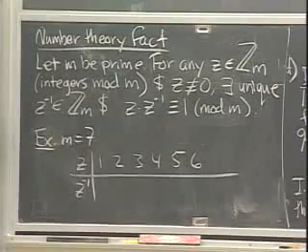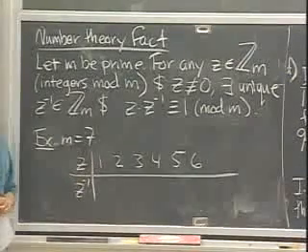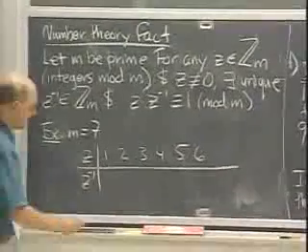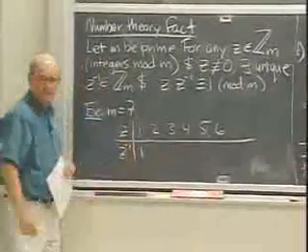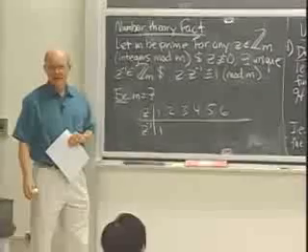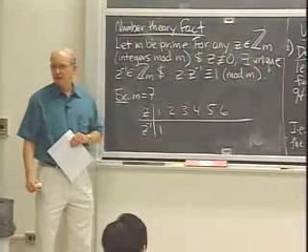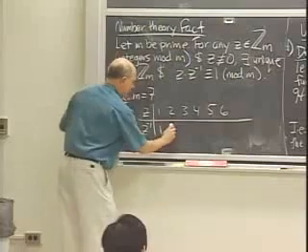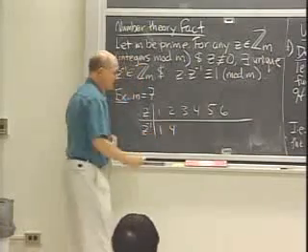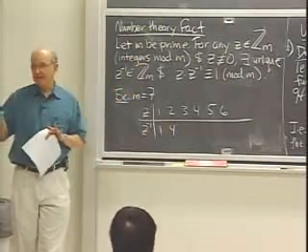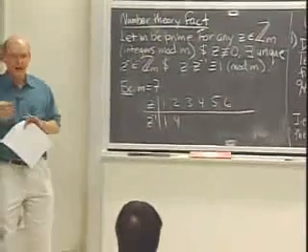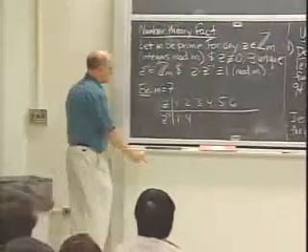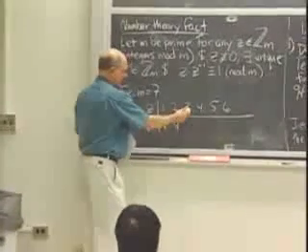Okay, so what's the inverse of 1? What number when multiplied by 1 gives me 1? 1, good. How about 2? What number when I multiply it by 2 gives me 1? 4, okay, because 2 times 4 is 8, and 8 is congruent to 1 mod 7. Okay. What about 3?